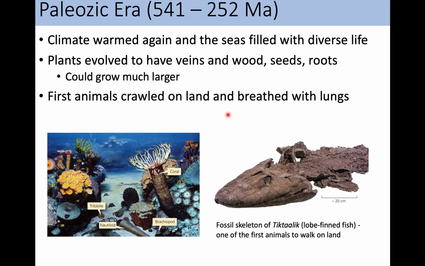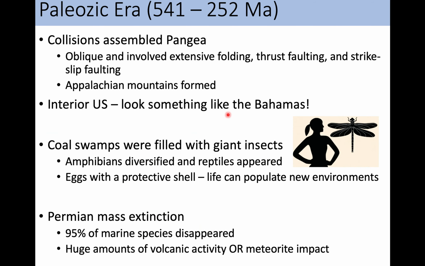And during this period, we had our first animals crawl on land and breathe with lungs. So this Paleozoic era is when we had the first land animal breathing with lungs, not relying on the ocean for life. The Paleozoic era is also where we had Pangea forming. All the continental collisions ripped apart Pannotia and began to form Pangea, which is the most recent supercontinent. This is also when the Appalachian Mountains were formed.